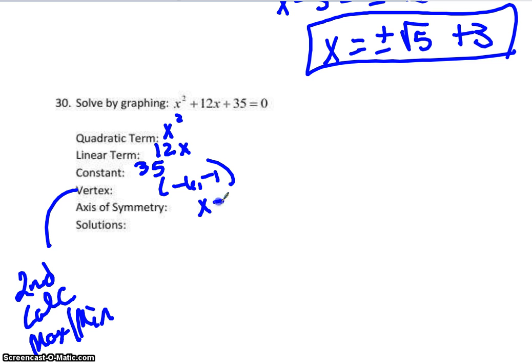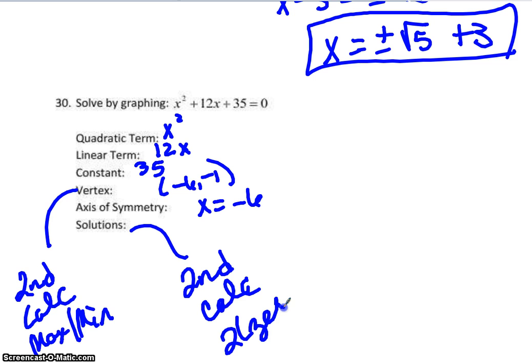Axis of symmetry is always x equals. If you do not put the x equals, I will not count it right. And then you use the x value from your vertex, which is negative 6 for this problem. Solutions, you put it in y equals, you go to second calc, number 2 for zero. You have to get before it crosses the x-axis, enter, get after it crosses it, enter, enter. You have to do the whole process 2 times so that you will get both answers. For this problem, negative 5 and negative 7 will be your answers.